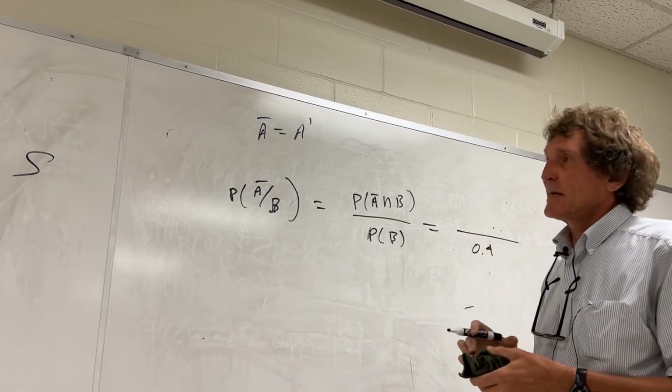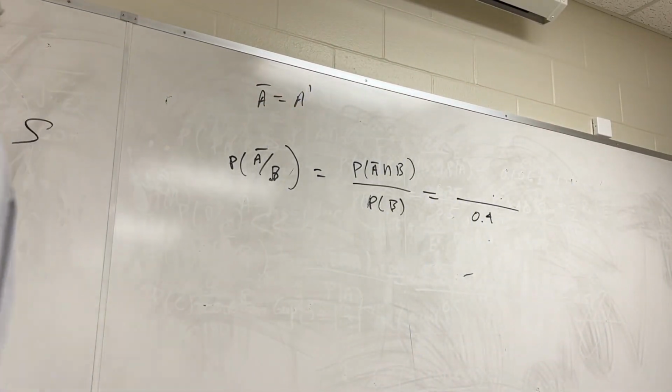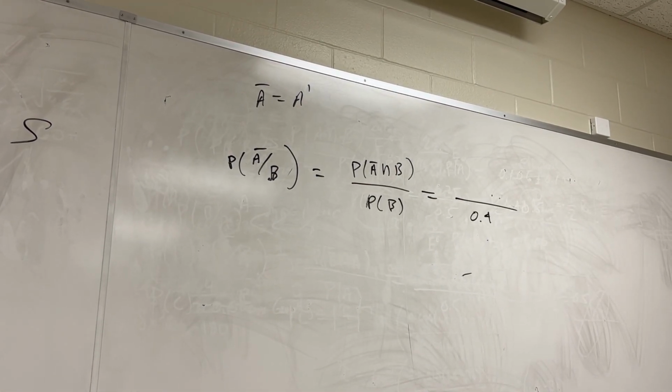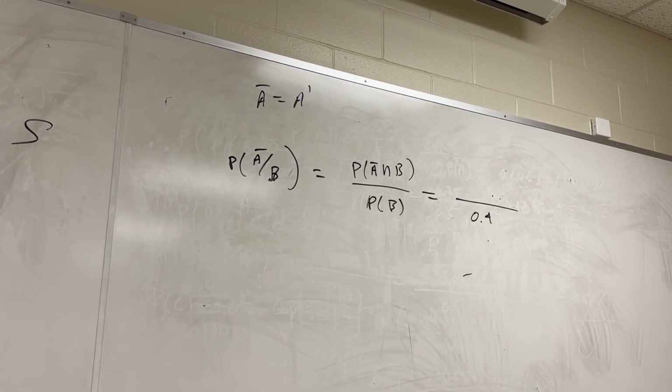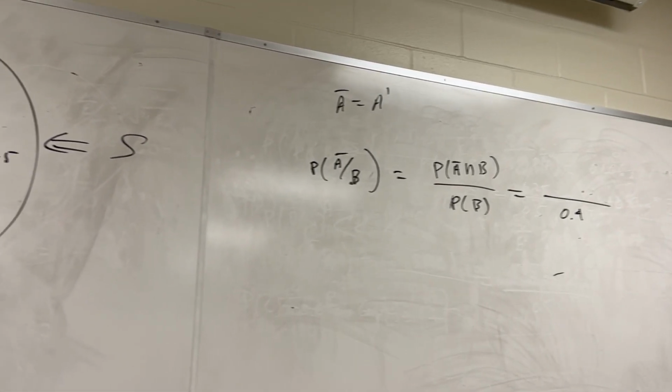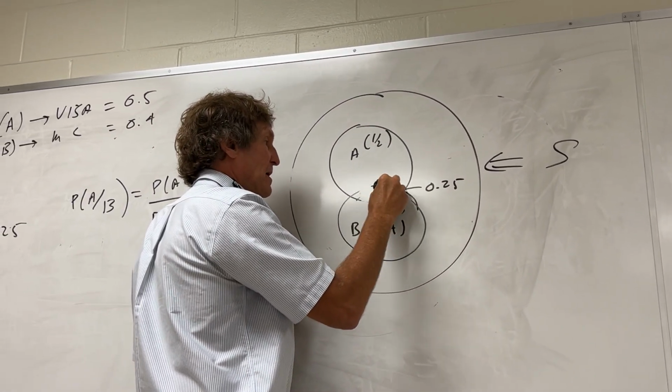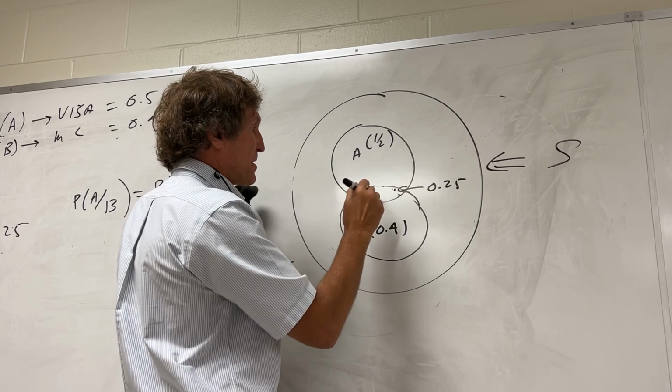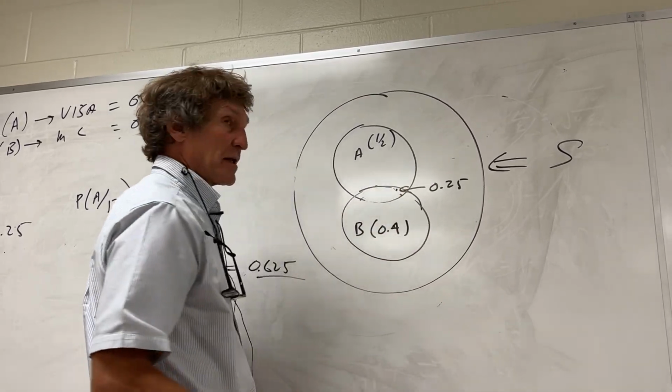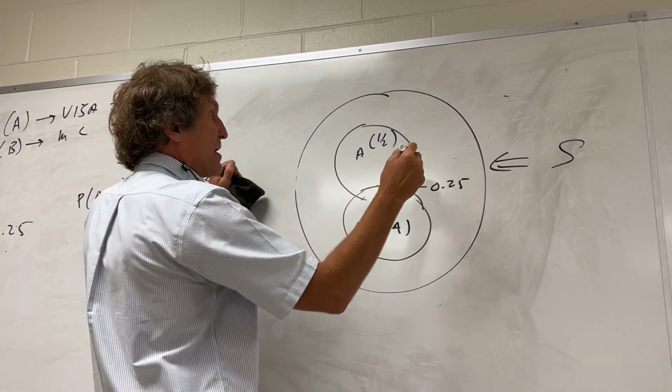Now, what is this? A intersect A prime, or A naught intersect B. All right, here I'm going to just do one thing. So B occurred. What is A naught? Okay, here's A. A naught is what?